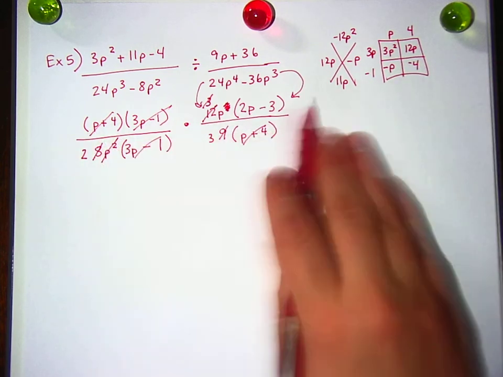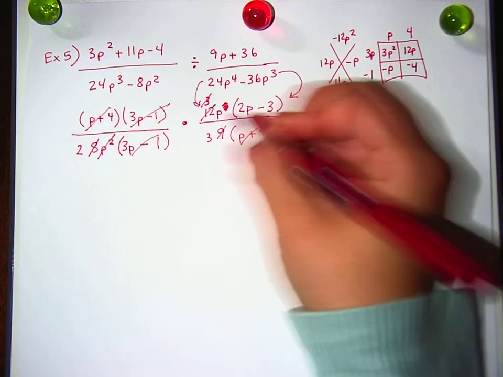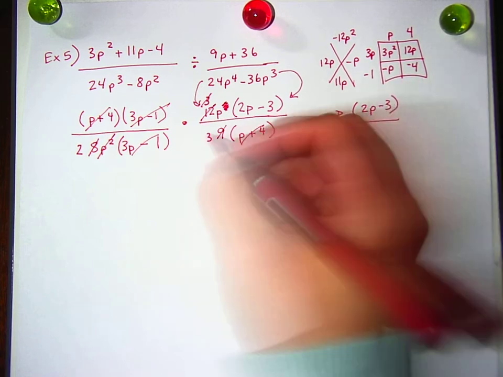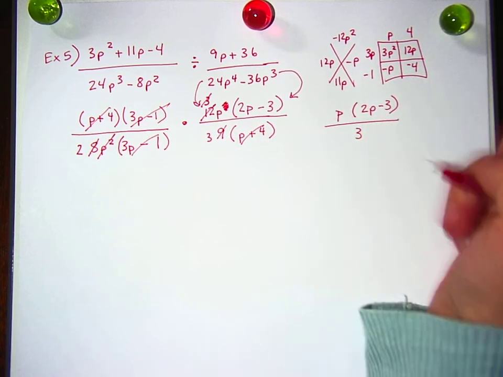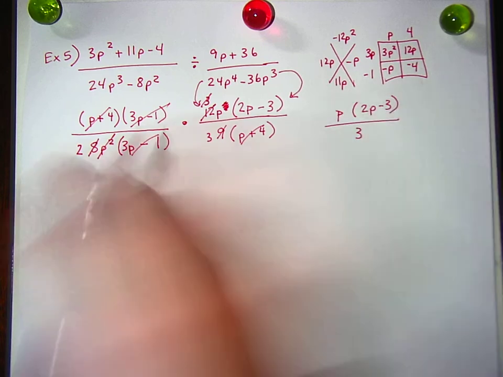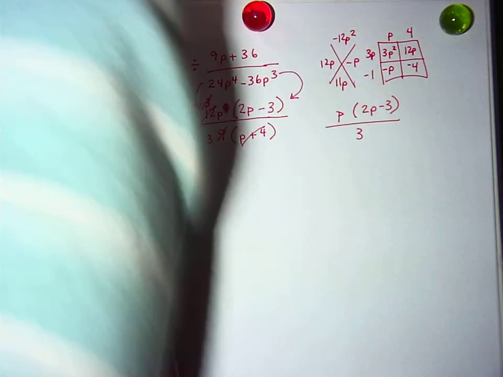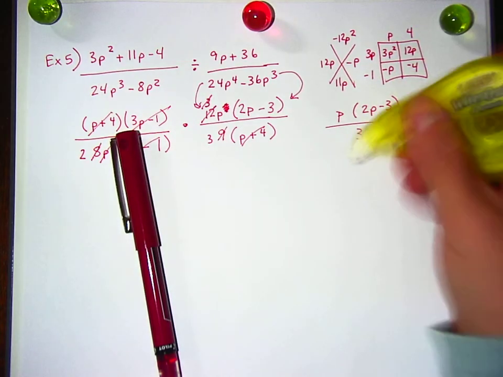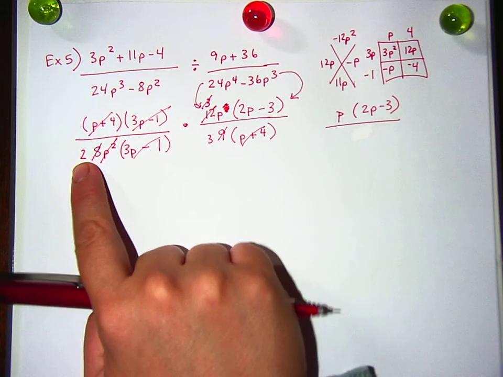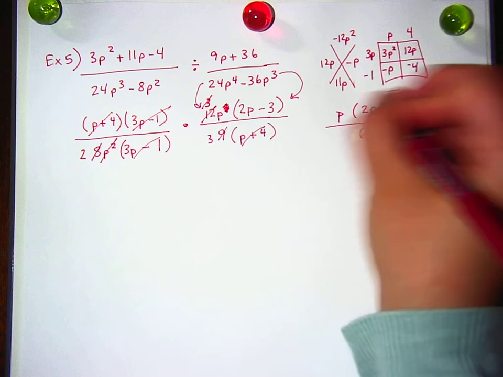Okay, so on top it looks like I've got a p left, right there, and a 2p minus 3. And on the bottom, I've only got a 3 left. Oh no, I've got a 2 times 3 left, so that makes a 6, because there's a 2 here that I didn't see, and then a 3 there, so that's a 6.